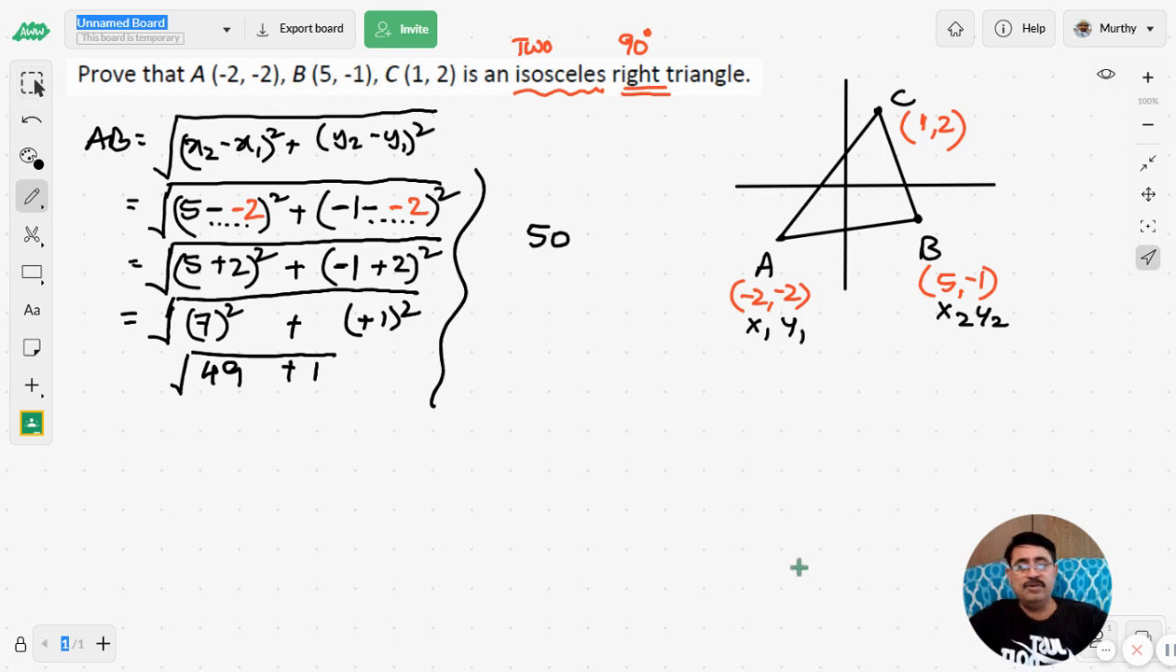Let me not write this value here, otherwise I may need more space. I mean square root of 50. You can leave it like that.